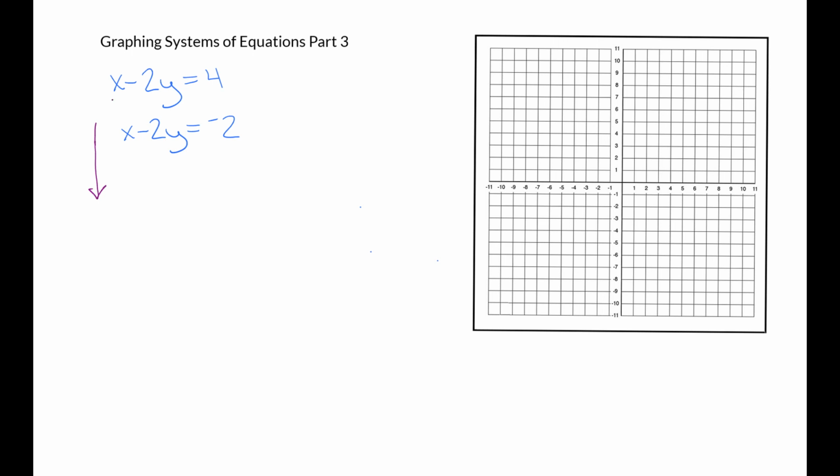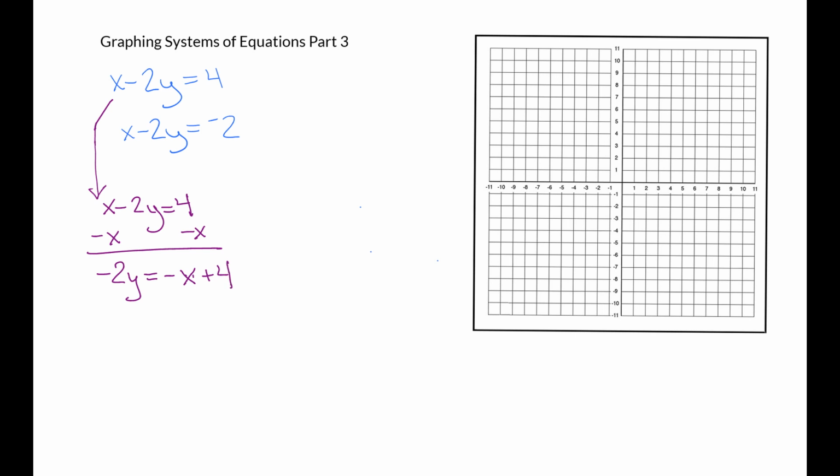So I'm going to rewrite it first. It's x minus 2y equals 4. So I need to get the y by itself. So I'm going to subtract x from both sides. And that'll give me negative 2y equals negative x plus 4.